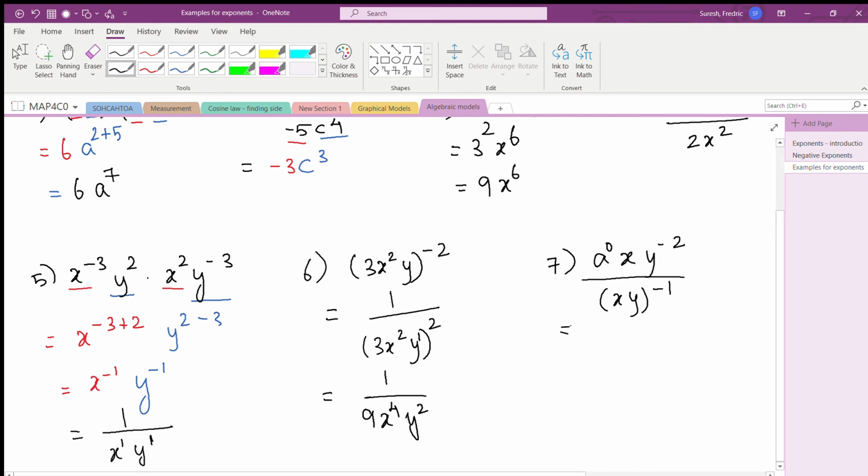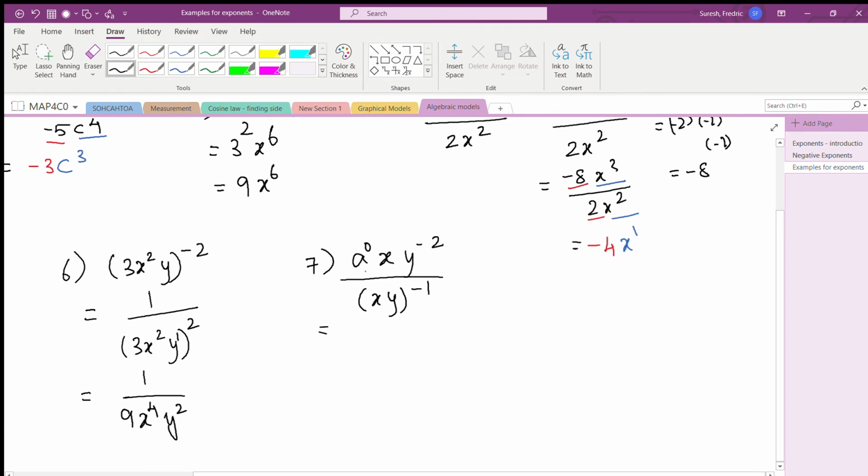Example 7. Now, example 7, it has a to the power 0, and we know that a to the power 0 is a 1, so that goes away. So what do we have? A to the power 0, x. Now, the y, see this here? This is a negative exponent.